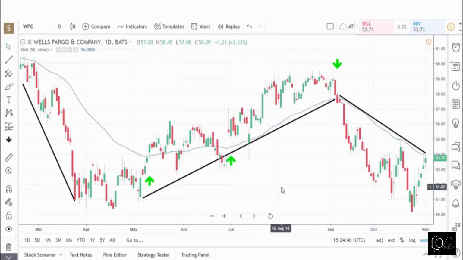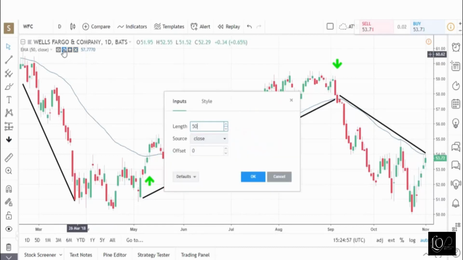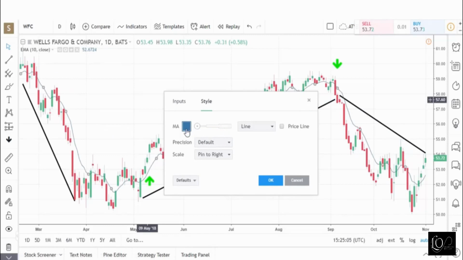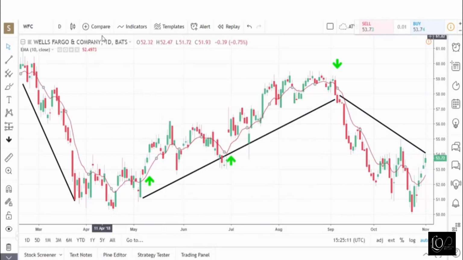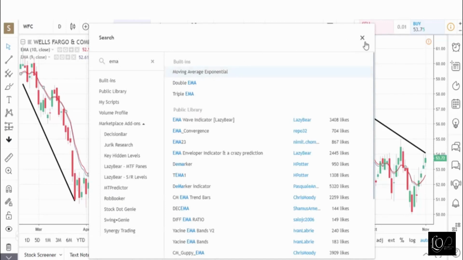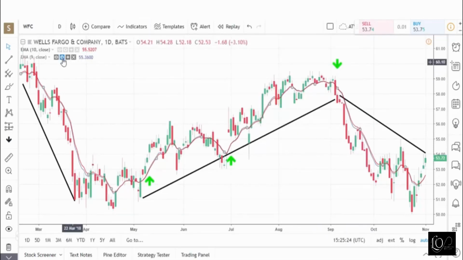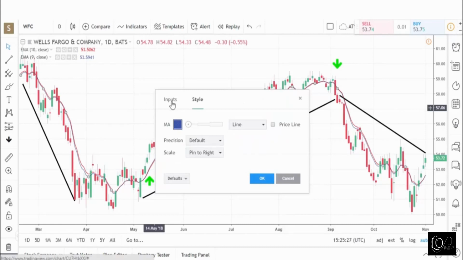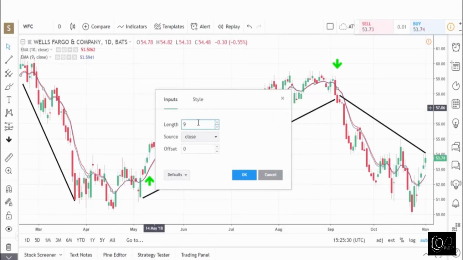So that's how we would use a single EMA to give us a signal as to whether the stock is moving up or down. Now, let's change our EMA. We're going to go to Format again, and we're going to use a 10-day EMA, which is going to be our fast line. We're going to add another EMA. So go back to indicators, type in EMA again, click on moving average exponential. And for our second EMA, which is going to be blue, we're going to make that a 20-day EMA.